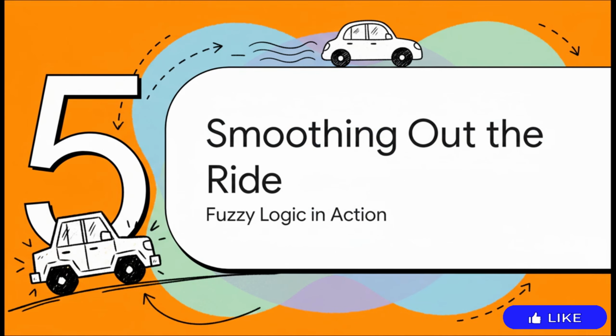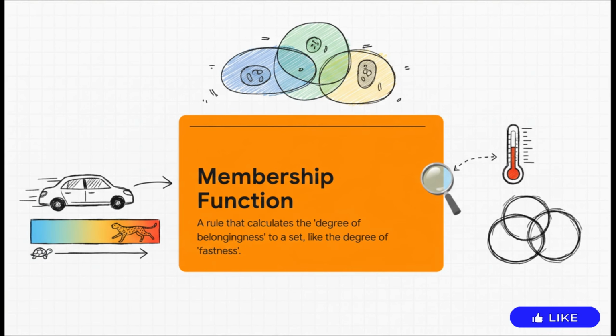So, let's take our poor, jerky car and put this gentle ramp to the test. Let's see exactly how it fixes the problem and smooths out the ride. The secret sauce here is something called a membership function. Now, that sounds super technical, but it's really not. All it does is answer the question, how much? So instead of asking, is the car fast, yes or no, we can now ask, on a scale from 0 to 1, how fast is it?